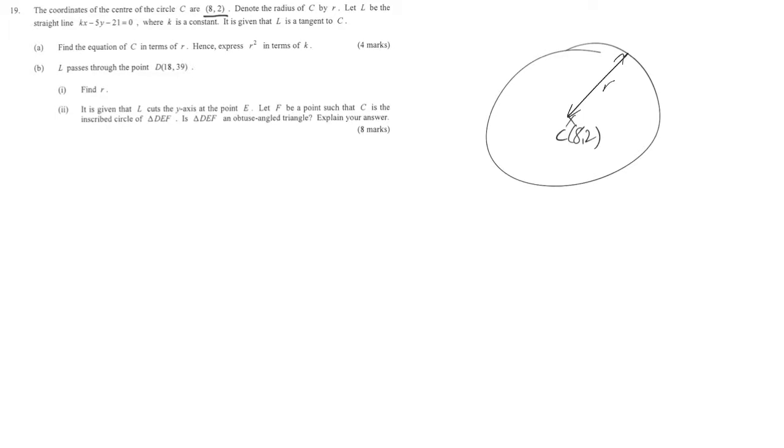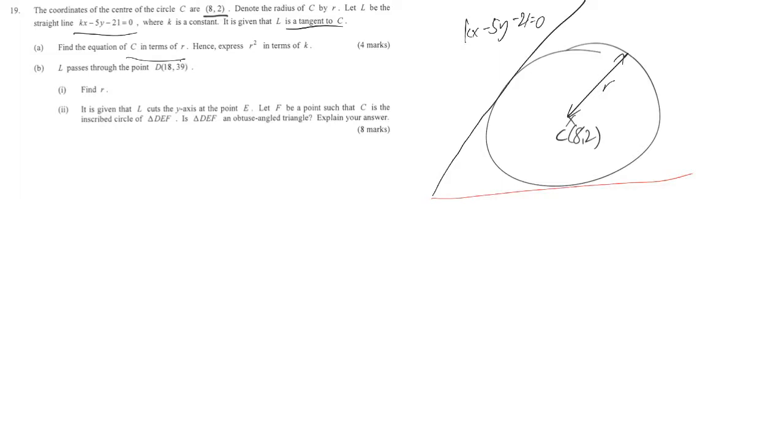And then there is a straight line, this line, and then very important, it is a tangent. So from a point, we have this kind of straight line, or it may be like this, I'm not sure, but the line is kx minus 5y minus 21 equals 0. That's the only information we have, and then find the equation of C in terms of R.